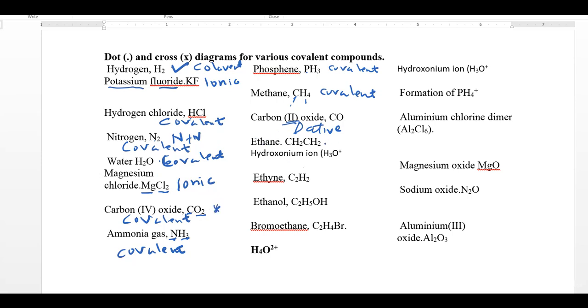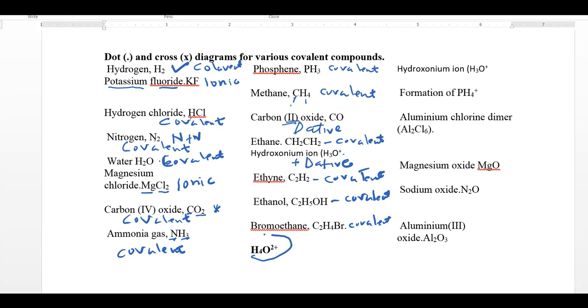And then this is a non-metal, so it is covalent. Hydroxonium ion: whenever you see a charge here, you see a compound written and given a positive charge, then that one is dative or coordinate. Ethyne, that one is covalent. Ethanol, covalent. Bromomethane, non-metals, all of them, therefore covalent.